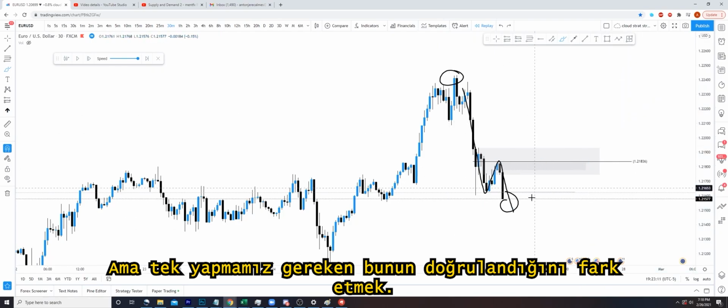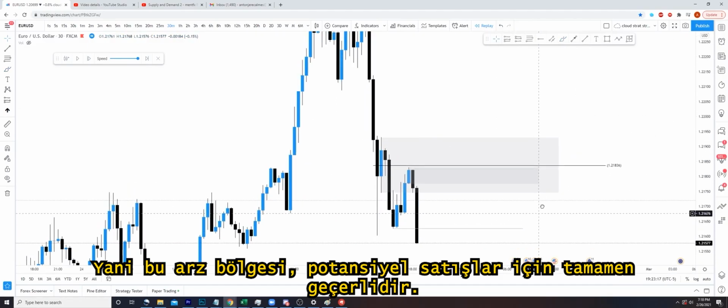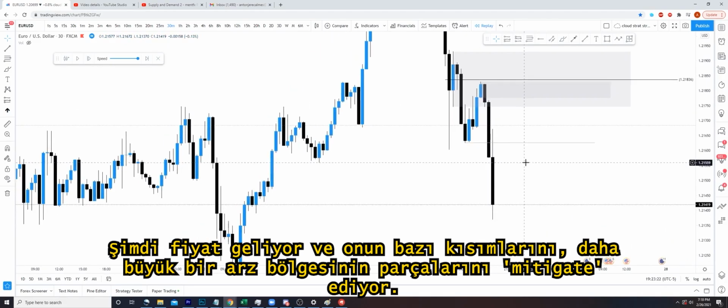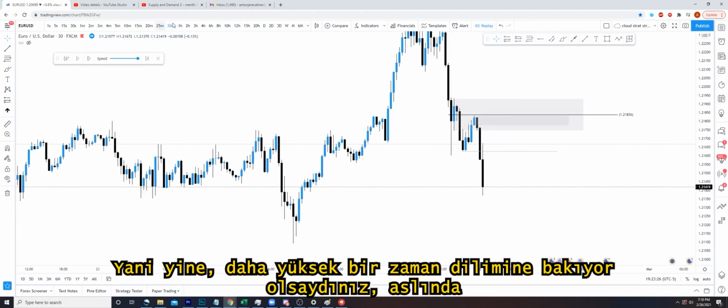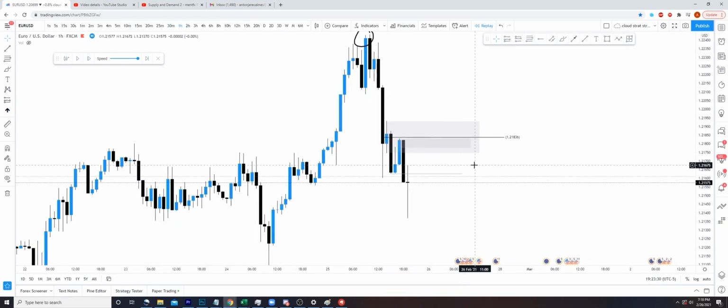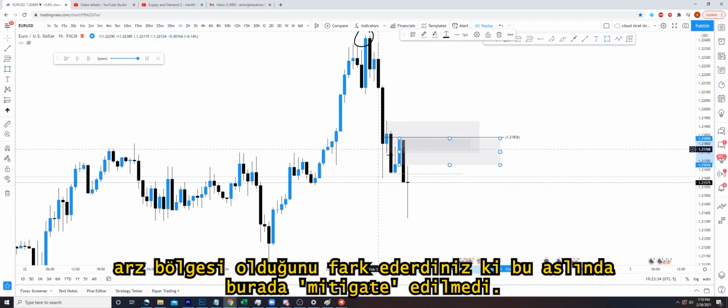But all we have to do is recognize that this is validated and we have a supply zone in this area now. So that supply zone is fully valid for potential sells. Now, price comes and mitigates parts of a larger supply zone. So again, if you were looking at a higher time frame, you'll notice that actually there was a beautiful demand supply zone right here that formed off that supply zone that actually did not get mitigated here.